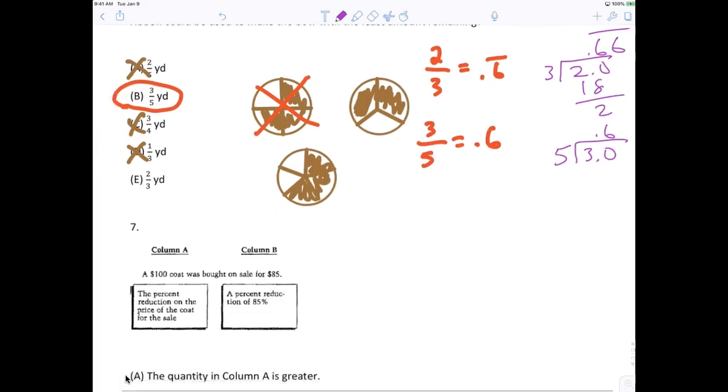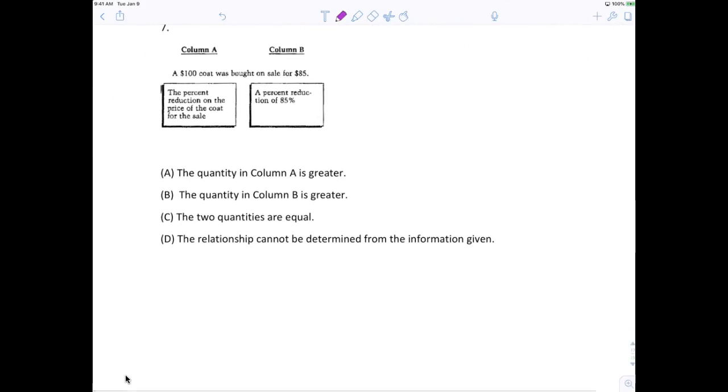All right, now let's see how you did on 7. 7 I thought was kind of tricky. The percent reduction. How much, if I went from 100 to 85, what percent did I go down?